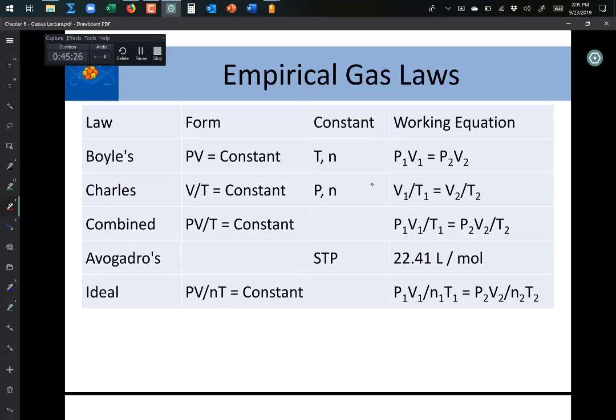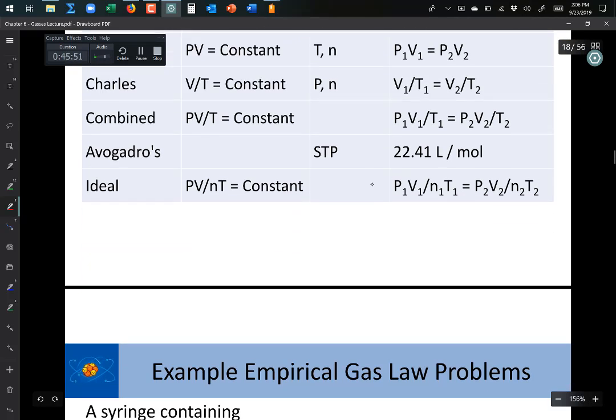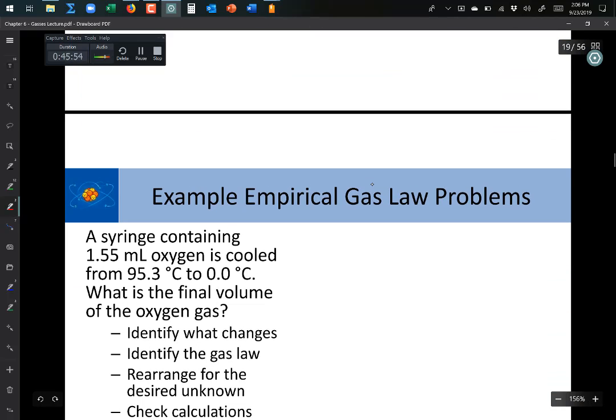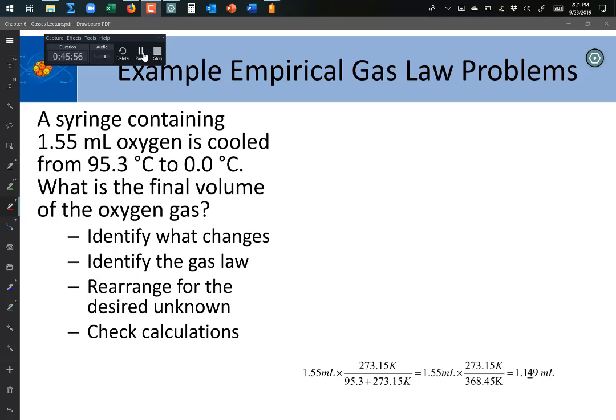There's also the combined gas law, which is PV over T, which you can rewrite like this. And then there's the ideal gas law. The ideal gas law is PV over NT is equal to a constant, and you can rewrite it like this. I'm not going to make you memorize all this, but I will show you how to do problems out of all these, and really, all of them can be done just out of this one equation. We're going to take a short break. I'm going to lecture a little bit, and then we'll get started with lab, because I want to do the example problems.